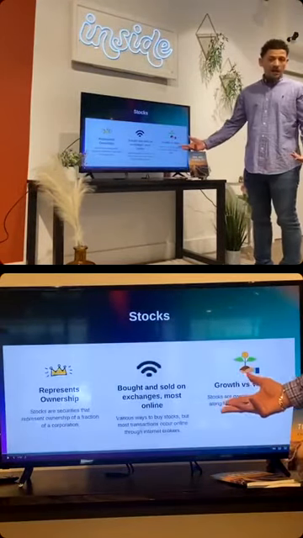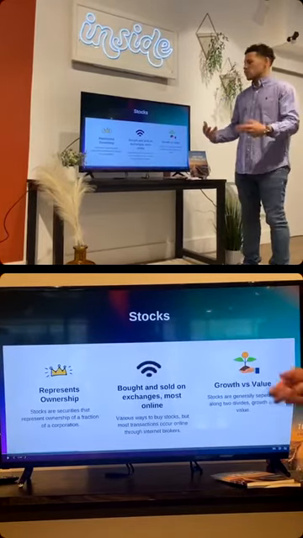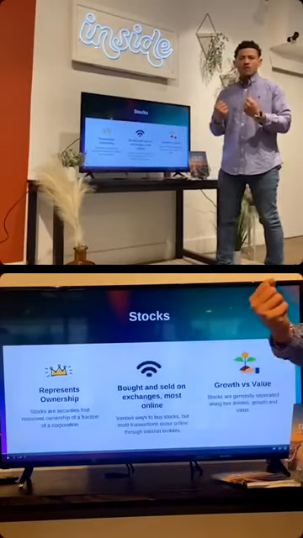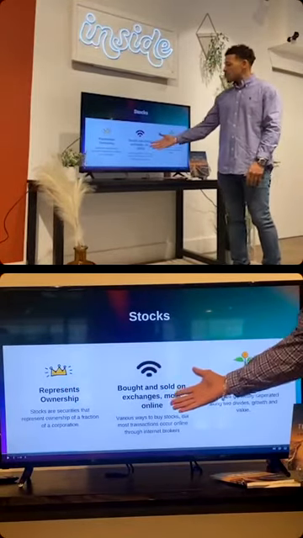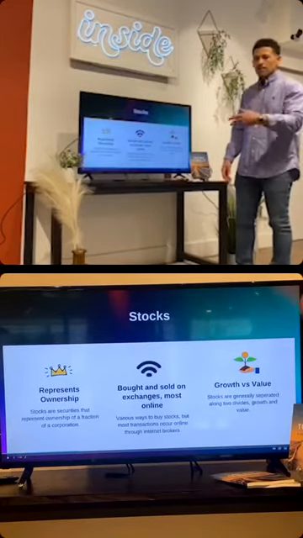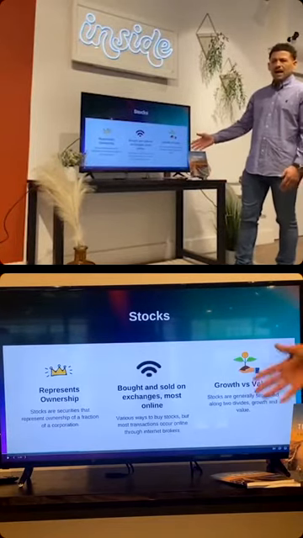And then stocks. Stocks is another way that we can gain exposure to the financial markets, right? So a stock represents ownership. You own a share of a company. It's bought and sold on most exchanges. Most of the people that I know use Webull or Robinhood.